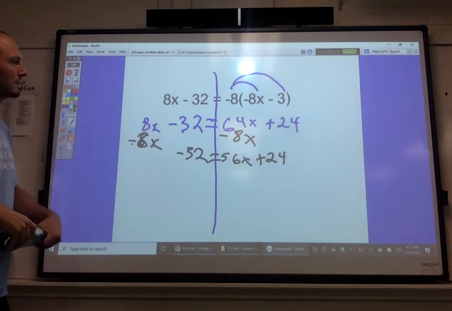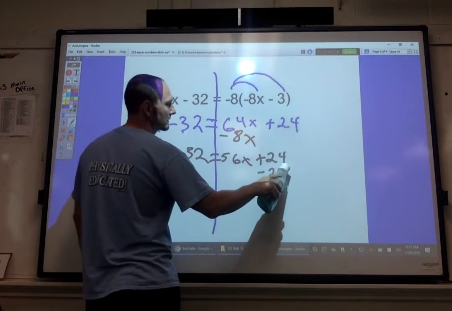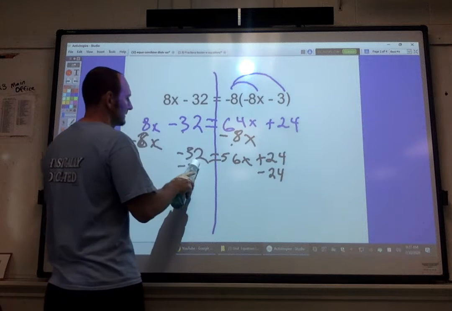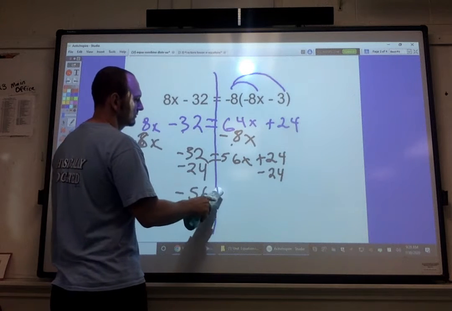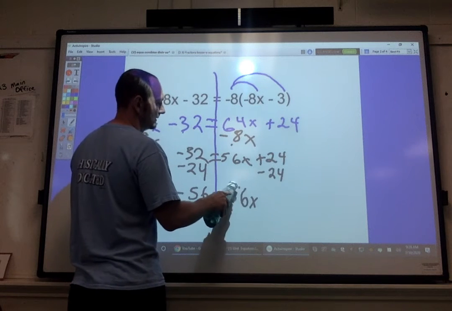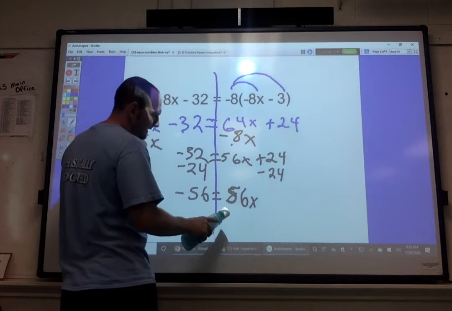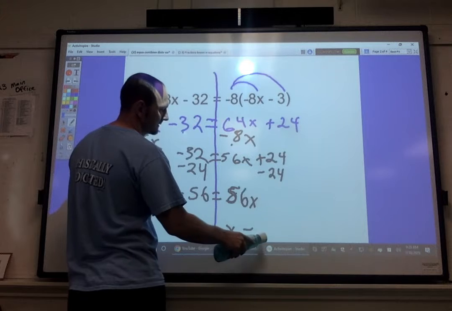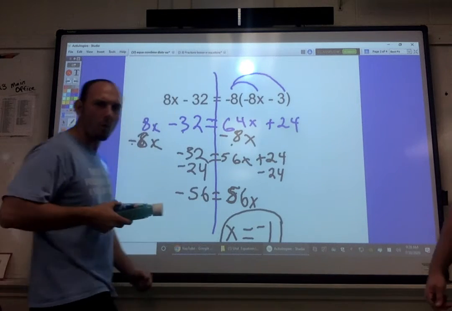Alright. Again, it's a two-step equation. Minus this constant. The variable over here dictates our thinking, so get rid of that. So negative 56 is equal to 56 times something. Alright, divided by 56. X is, you got it, -1.